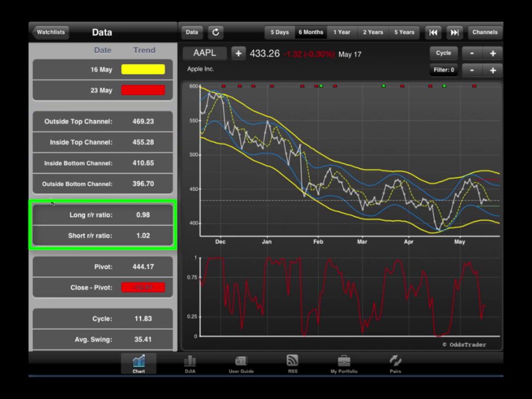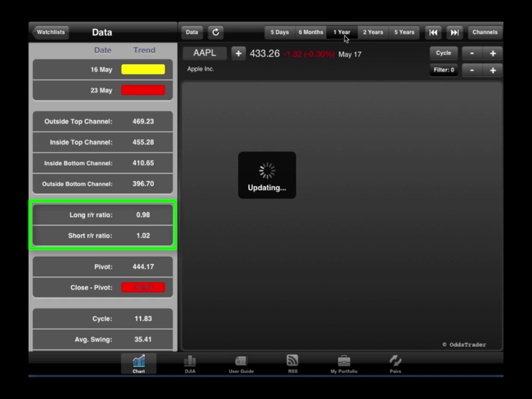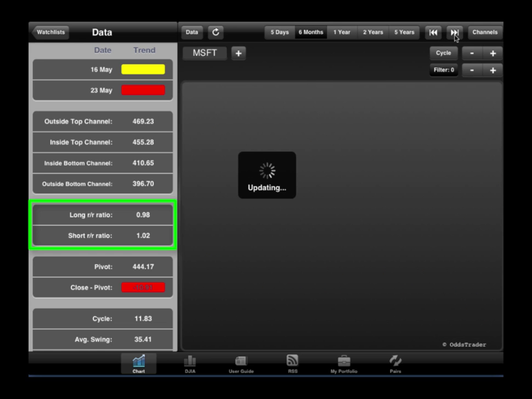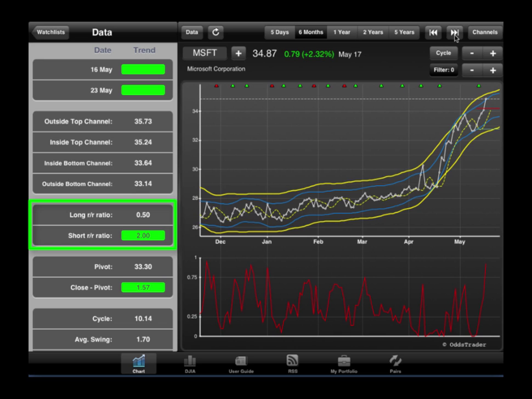The risk-reward ratio is calculated on the basis of the distance between the close and the outside channels 5 time periods from now. Look for low-risk trading opportunities when the risk-reward ratio is greater than 2. As in the case of Microsoft.